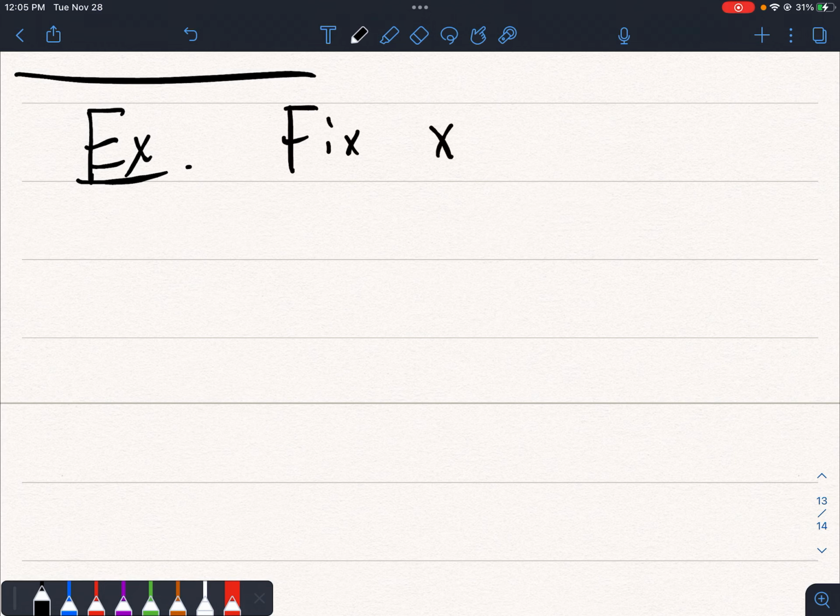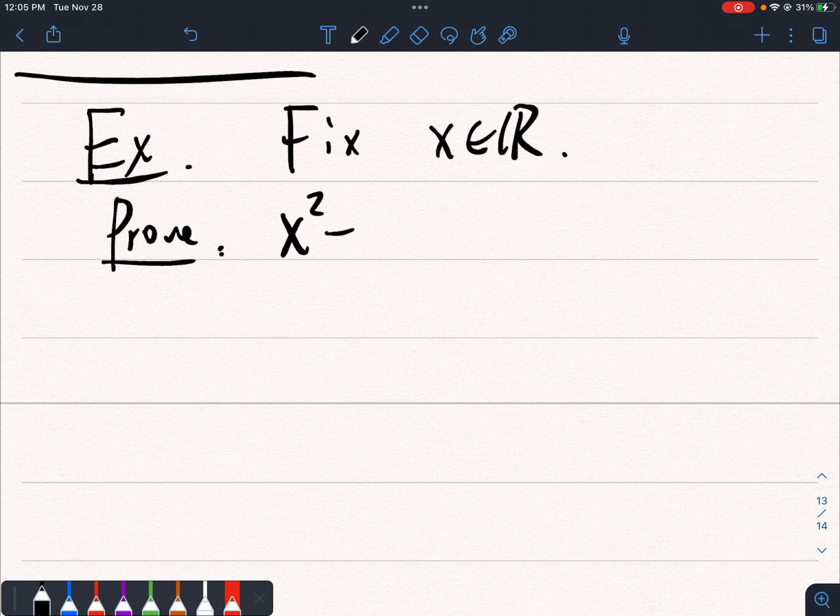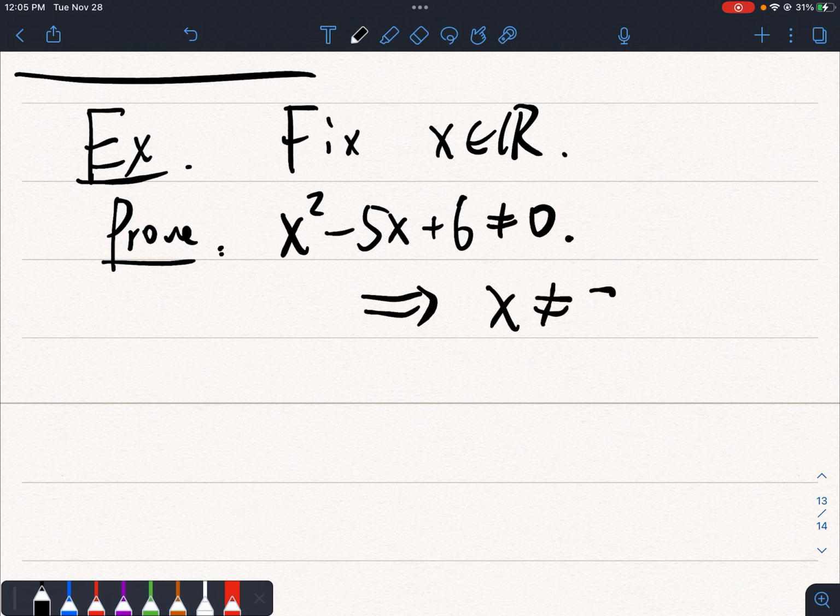So now let's assume that x is a real number. Now I ask you to prove that if x squared minus 5x plus 6 is not equal to 0, then x is not equal to 2. Okay? So how can we prove this?